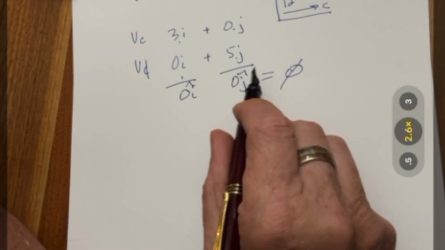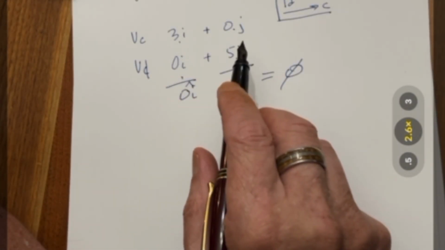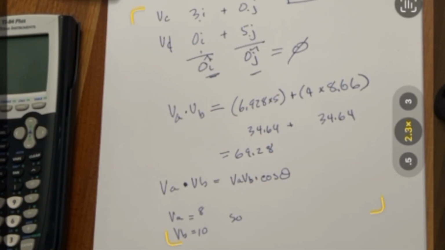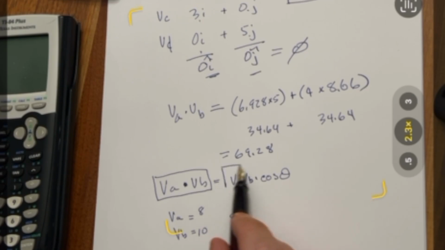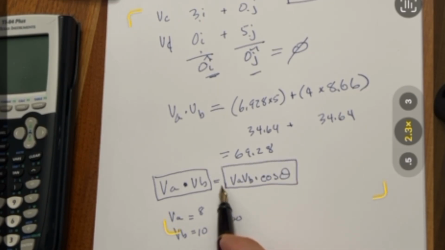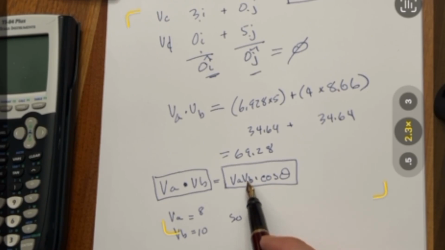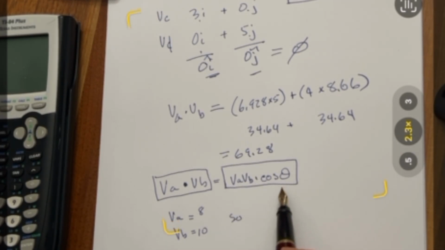Now I used i and j here just to illustrate what we're doing. Now there's an interesting relationship that you'll see in the book, and that is that the dot product between two vectors equals the magnitudes of the vectors multiplied together times the cosine of the angle between them.